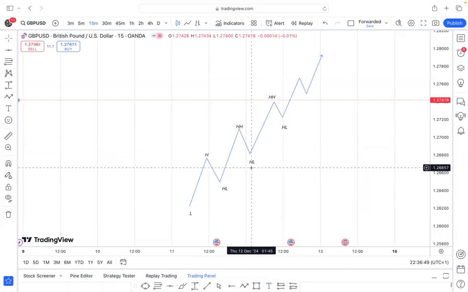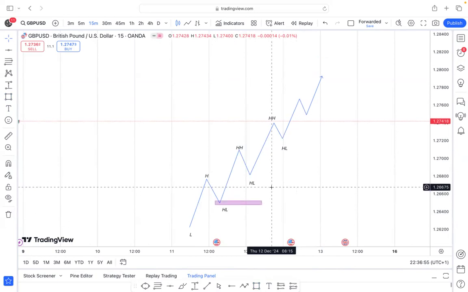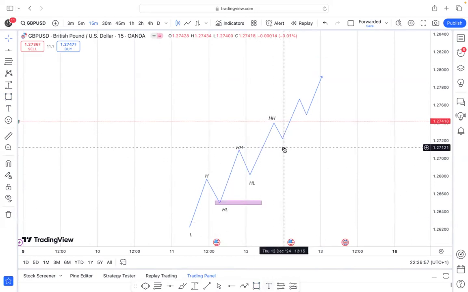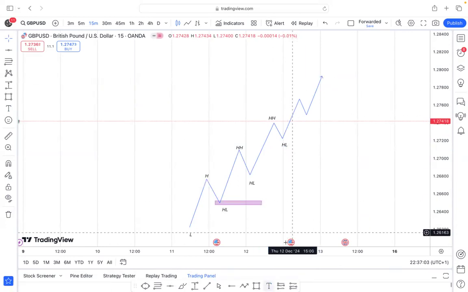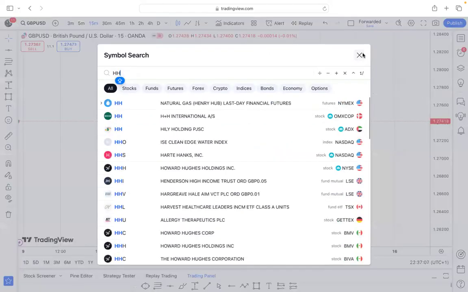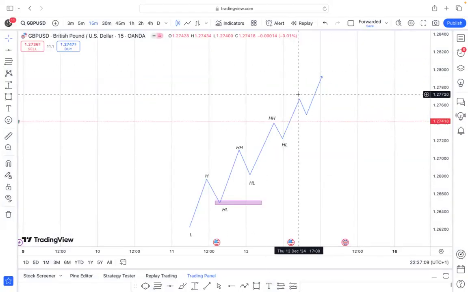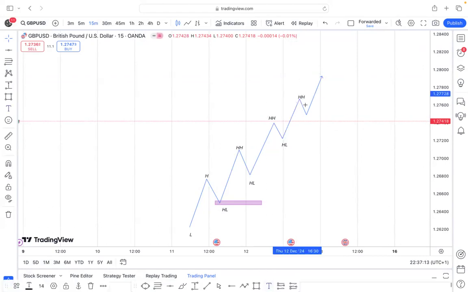Now, we know that our higher lows are points where we look to buy from. Price will have to come back. Let's use this as an example. This is the higher low that I just marked out. This will be our higher high right here. Sorry, the text tool is not showing up. Let me do it properly. Okay, this will be our higher high.